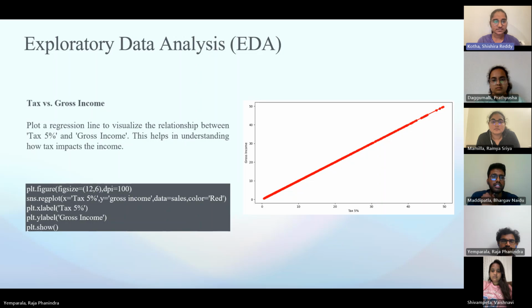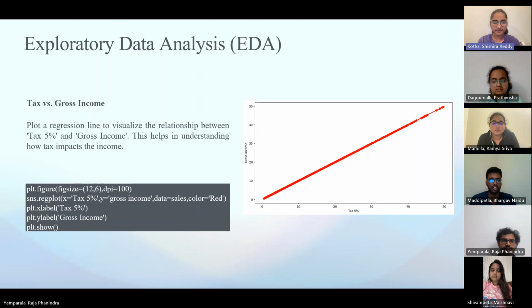Let's discuss the exploratory data analysis. The first one is tax versus gross income. Here, we plot a regression line to show the relation between the tax 5% and gross income. Coming to the code, we use plt.figure for the figure configurations, like figure size 12,6 and DPI 100 for clarity.